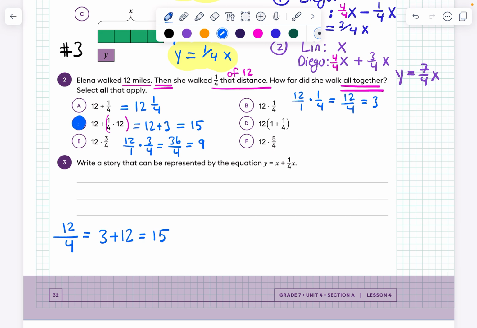Now on D, we have 12 times the quantity 1 plus 1/4. 1 plus 1/4 is 1 and 1/4. You could do this a couple different ways. I could do 12 times 1.25, and if you use a calculator, 12 times 1.25 is 15. And on F, you would have 12 over 1 times 5/4. Multiply straight across. 12 times 5 is 60, 1 times 4 is 4, and 60 divided by 4 is 15.